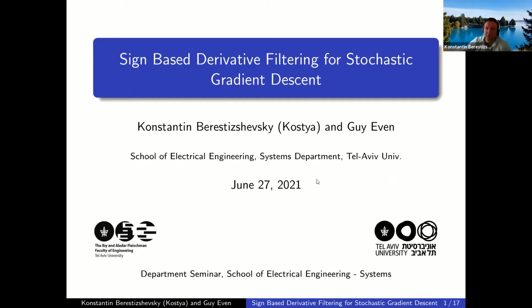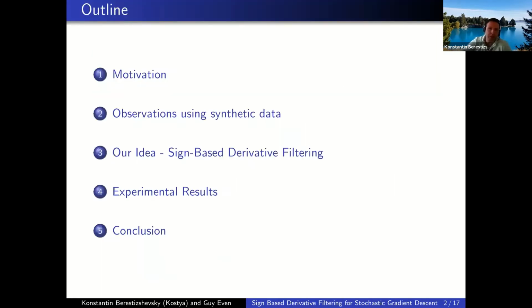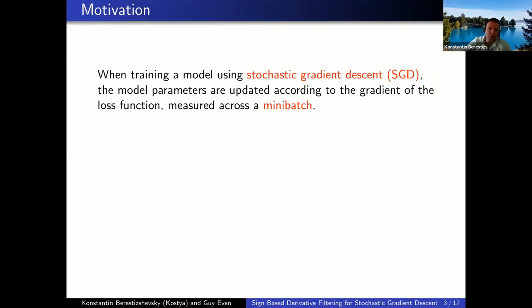And it's called sign-based derivative filtering for stochastic gradient descent. To begin with, I want to begin with some motivation, and then there are going to be some introductory experiments, and only then we will reach the actual benefit of our study.